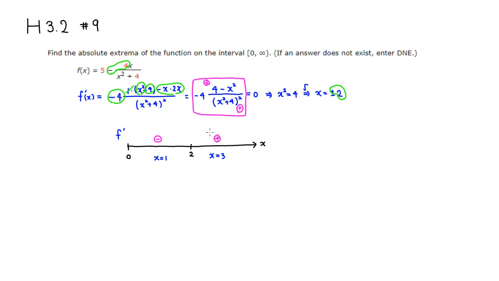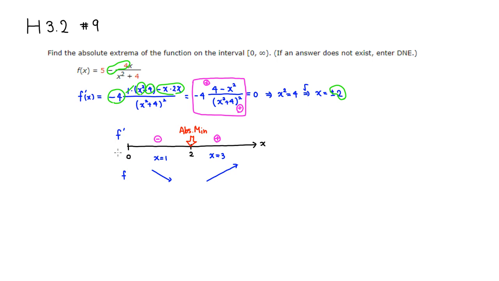So we know that f is a decreasing graph between 0 and 2, then we have an increasing graph after. So at 2, we know that it's a dip. We're looking at the bottom of the valley, so we know that we have an absolute minimum there. Also, the endpoint is 0, so let's evaluate the value there.